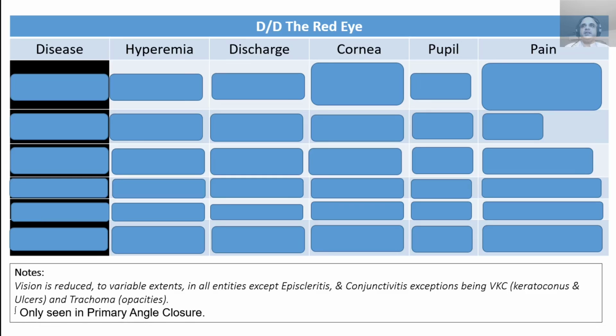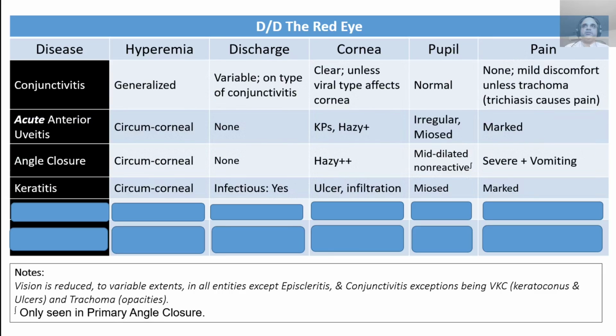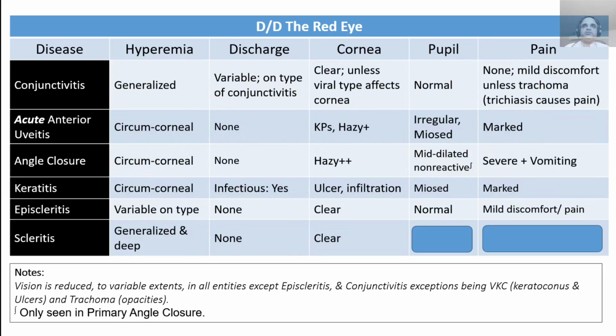Just like at the end of gradual painless loss of vision, we have another table here, and this is for your revision. I'm just going to uncover it. You can use the PowerPoint of this video discussion and see how many of these conditions you can do on your own without cheating.